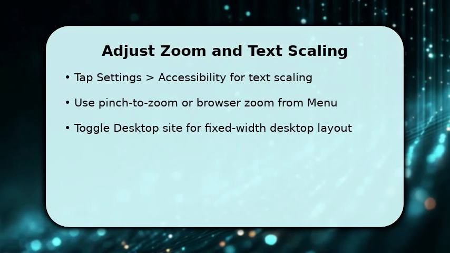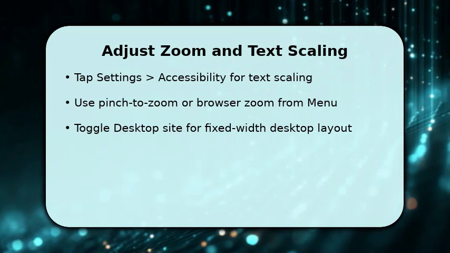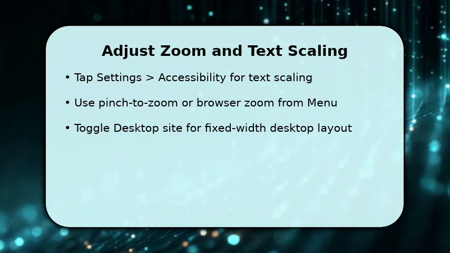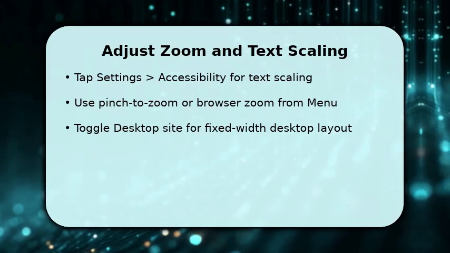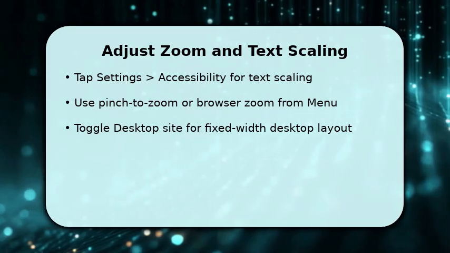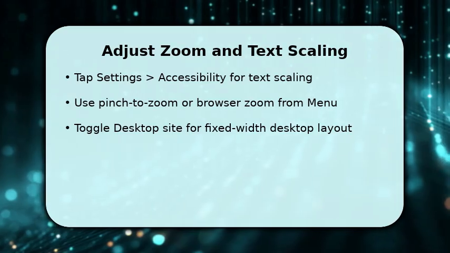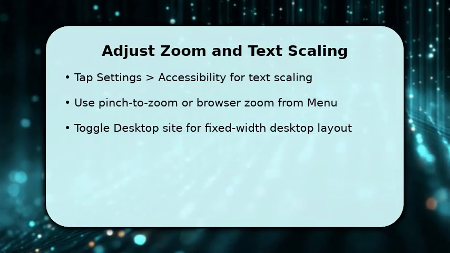You now adjust scaling. Go to Menu Settings, Accessibility to change text scaling. Move the slider to increase or decrease text size across pages. For page level change, use pinch to zoom directly on the page, or open Menu and select Zoom to set a default zoom level for that tab.